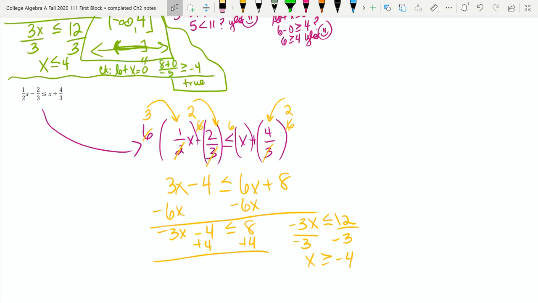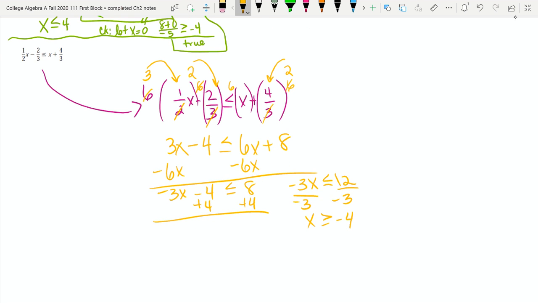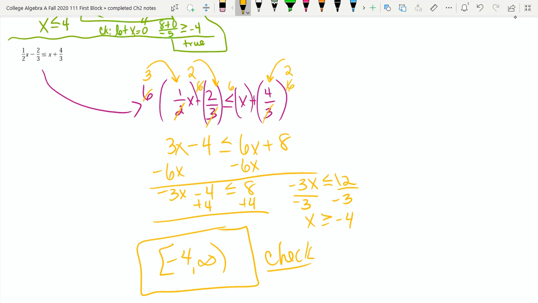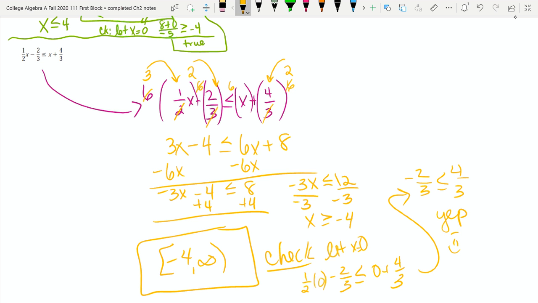Let's see what that is. So my final answer would be bracket negative 4 to infinity. Now let's do a check on that. Let's see if that worked with all the manipulations that we did with the problem. Let's see if this works. So let's let x equal 0. So it's 1/2 times 0 minus 2/3 less than or equal to 0 plus 4/3. So that gives me negative 2/3 less than or equal to 4/3, and that answer is yep. So good job.